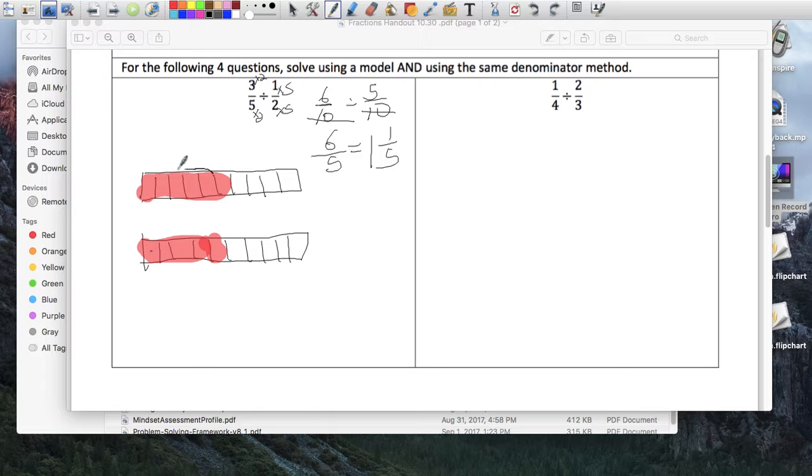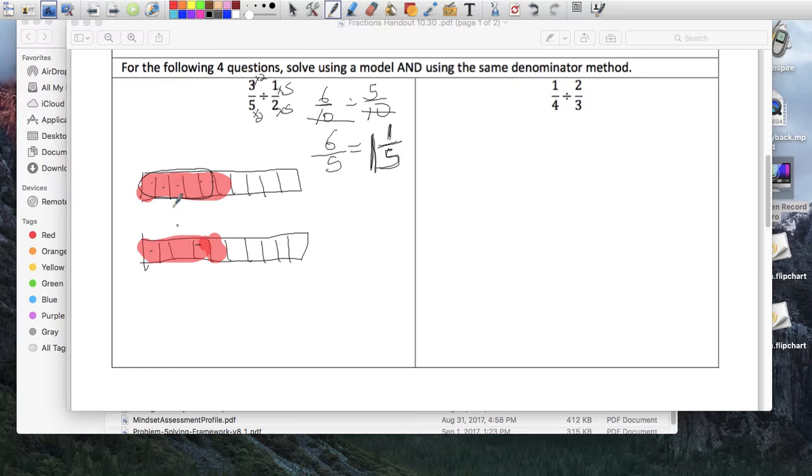Let's try again. 1, 2, 3, 4, 5. So you can make one group of 5, right? One group of 5, and you have one left over. If you try to make another group of 5, you can't. You can make one group out of the 5 you were trying. So that's why your answer is 1 and 1/5.